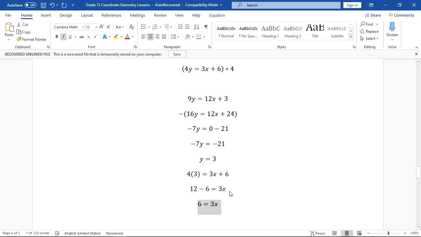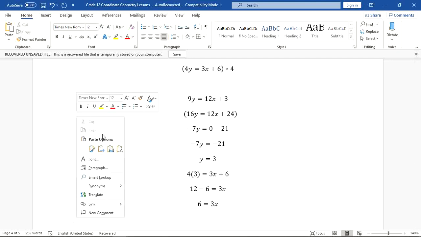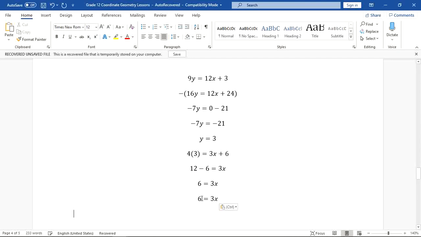X must be equal to 2, because 2 times 3 will give you 6.